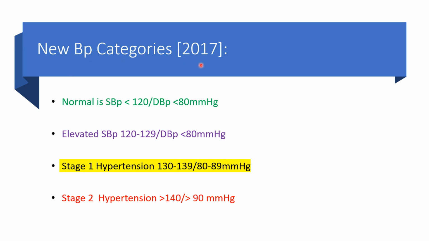Now, new BP categories, that is the 2017 guideline, is what I'll be adopting. Okay. Now, we will define BP as normal if systolic blood pressure is less than 120 and diastolic is less than 80. We will say it is elevated if systolic is between 120 and 129 and diastolic is less than 80. We'll call it stage 1 hypertension if systolic is between 130 to 139 and diastolic is between 80 and 89. And we'll call it stage 2 hypertension if systolic is greater than 140 and diastolic is greater than 90 millimeters of mercury. That is the new category from the 2017 guideline.